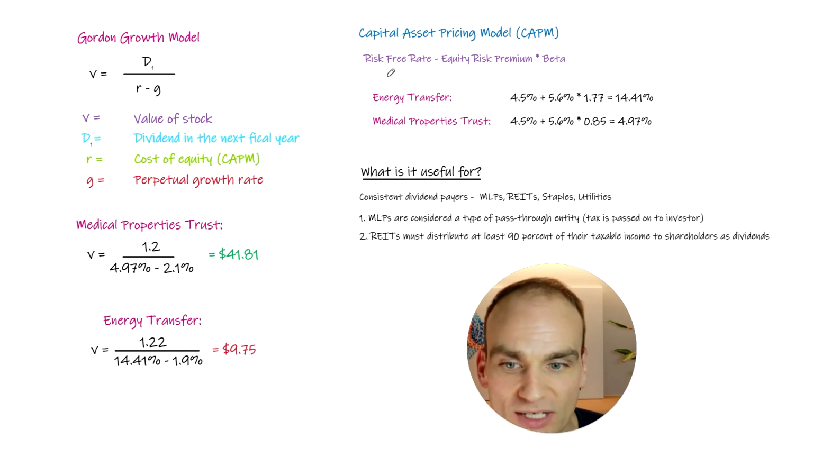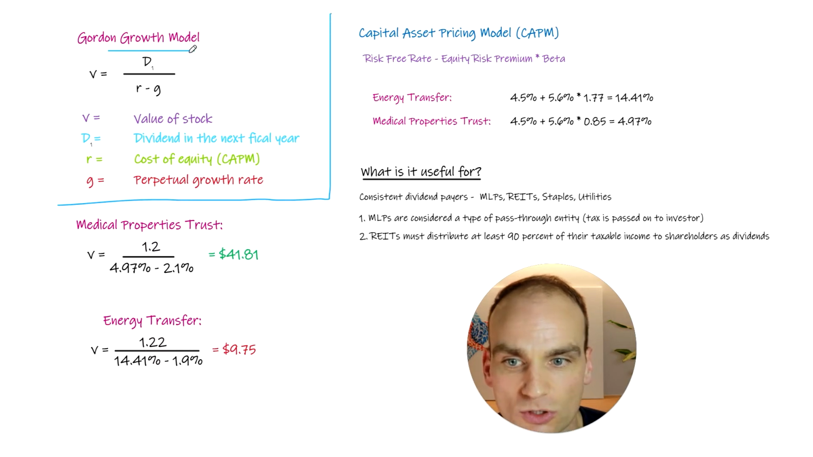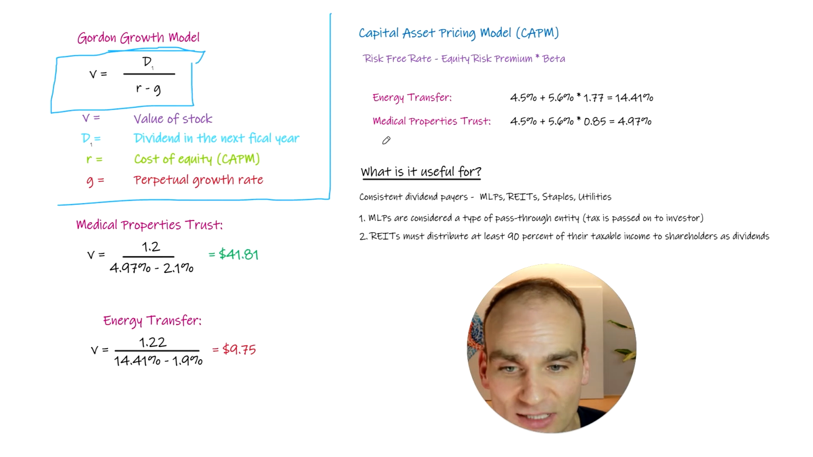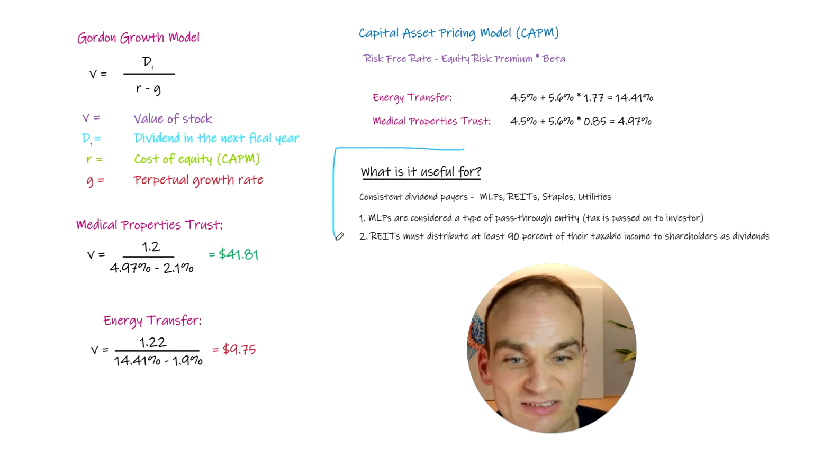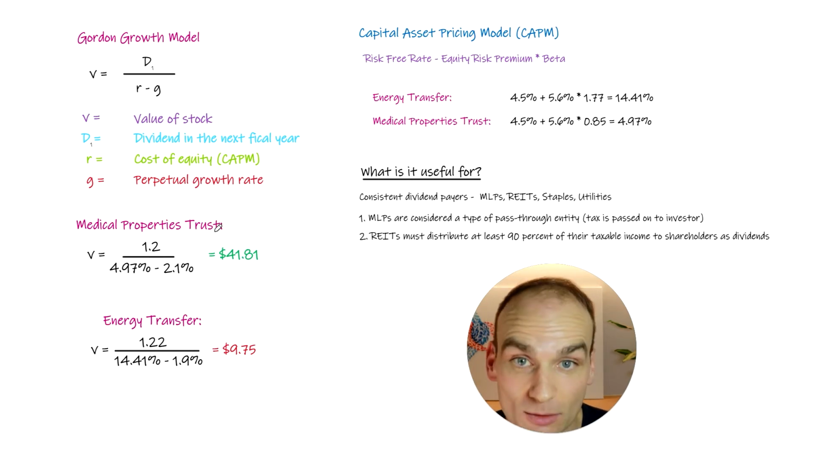So how we're going to break today's video down is we're going to first understand the model, the Gordon-Growth model, the formula that essentially breaks down an expected valuation. Then we're going to consider what it's useful for. And then we're going to go over the capital asset pricing model, which is an input. And we're going to look at two different examples using a REIT and an MLP.